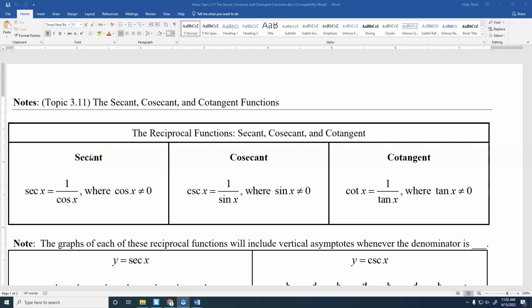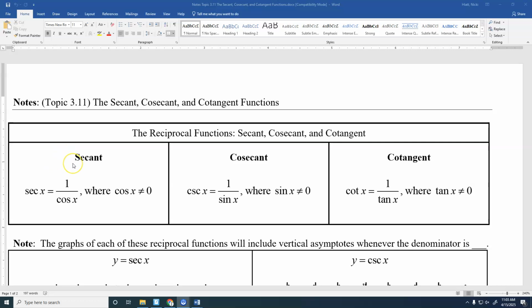Have you guys seen secant, cosecant, and cotangent before? I don't think they have to be introduced before now. So secant, cosecant, and cotangent are known as the reciprocal functions. Secant is abbreviated SEC. So you'll have secant x, that is going to equal 1 over cosine. Cosecant is 1 over sine, and cotangent is 1 over tangent.